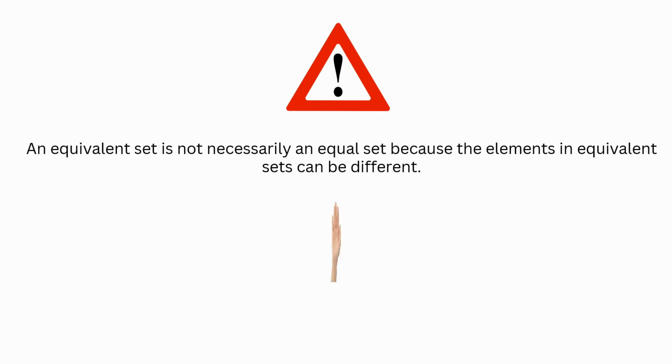But on the other hand, equal sets are always equivalent. And that makes sense, because if the element in a set A is the same element in the set B, remember, equal sets must contain the same number of elements, and then they must contain the same elements. So therefore we can say that equal sets are always equivalent.